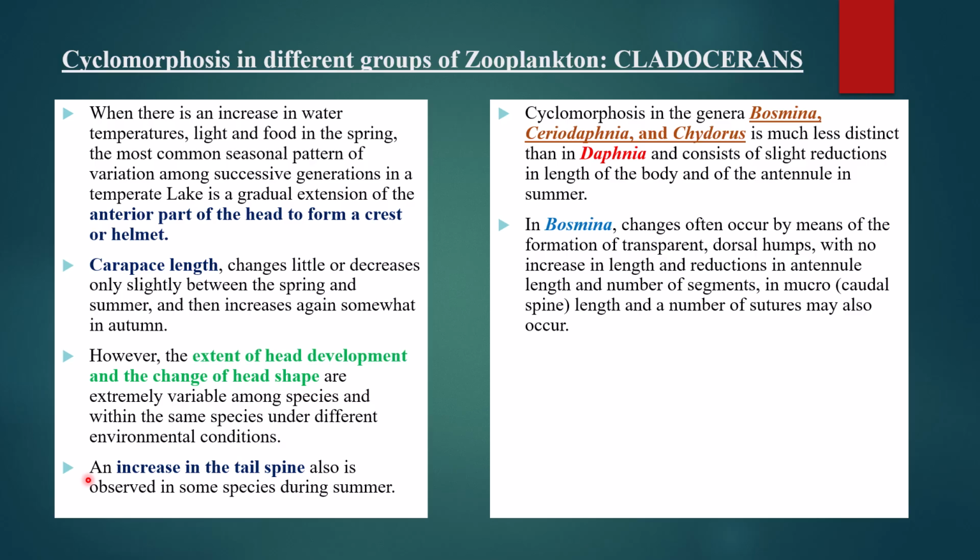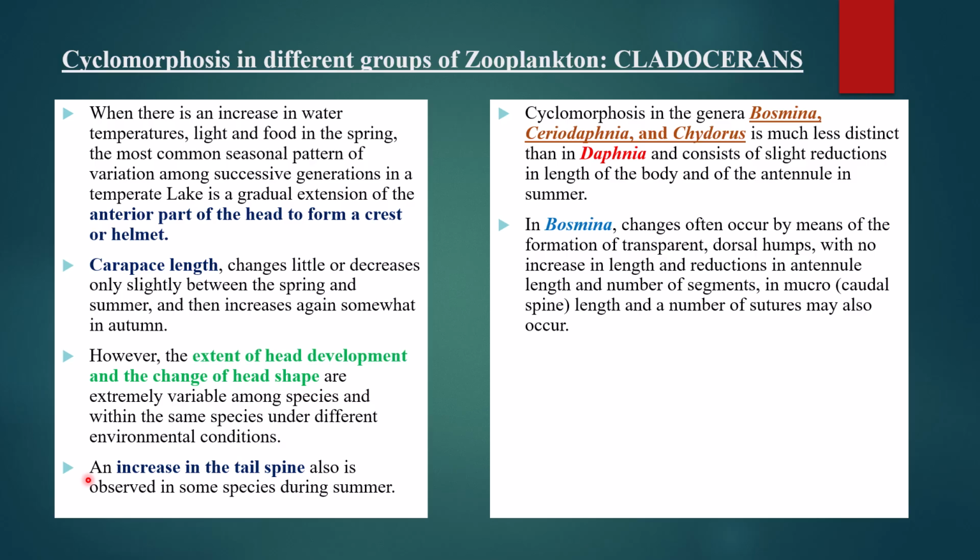So यहाँ पे पहली चीज क्या बताने जा रहे हैं जो साइक्लोमॉर्फोसिस क्लैडोसिडेंस के केस में होता है, उसमें आपका सक्सेसिव जनरेशंस जो हैं टेम्परेट लेक में वो क्या करती हैं, जब इनिशियल स्टेजेस में जब लाइट, फूड, टेम्परेचर सब फेवरेबल है तो एंटीरियर पार्ट जो है हेड का वो क्रेस्ट या हेलमेट बना लेता है, बहुत इलोंगेटेड क्रेस्ट एंड हेलमेट. And then carapace length changes little or decreases only slightly between spring and summer.